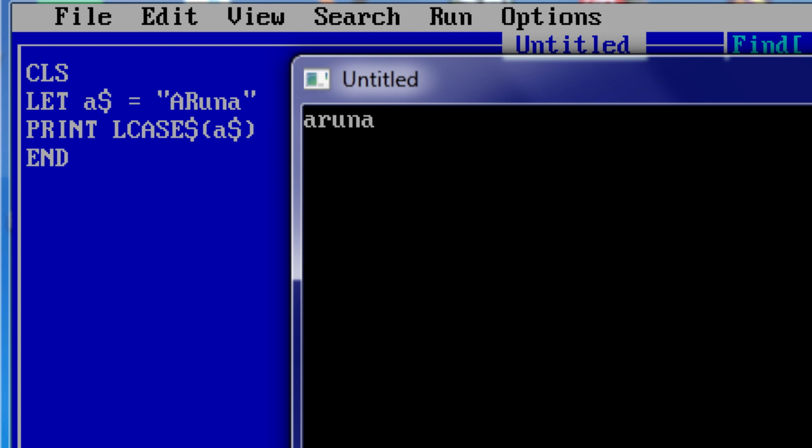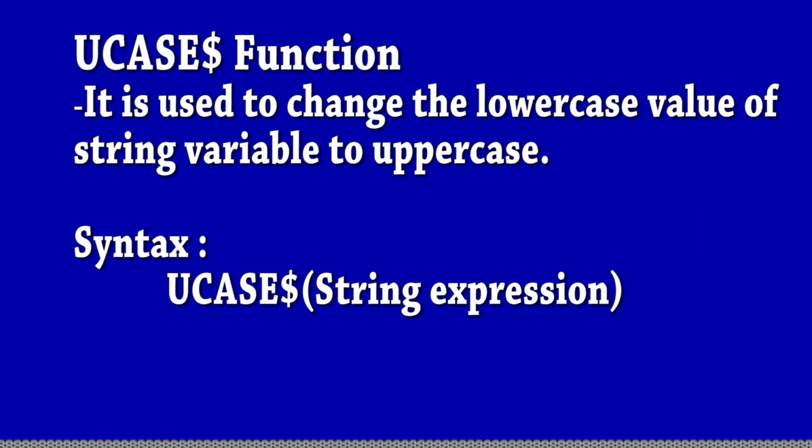So here, AR is in capital in this example. First it puts that in small, but UNA is already small, so it leaves that. You can see the value is Aruna, all in small letters. Now another function we will read, the $case function.